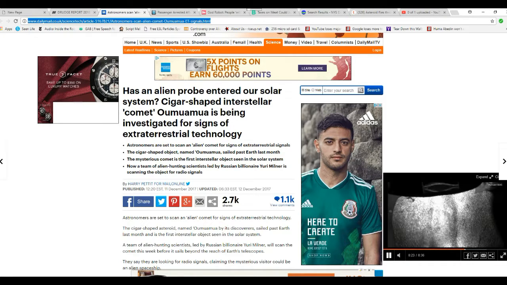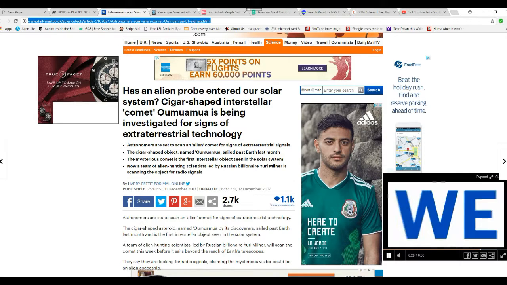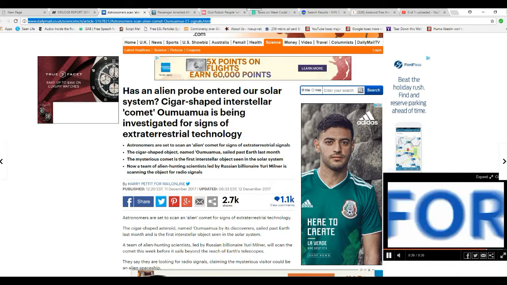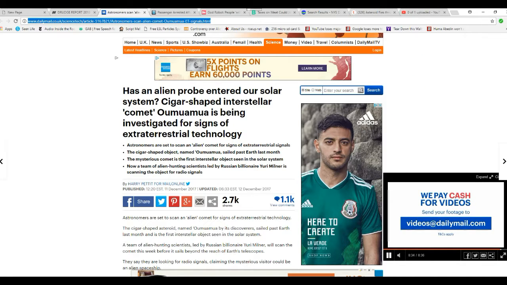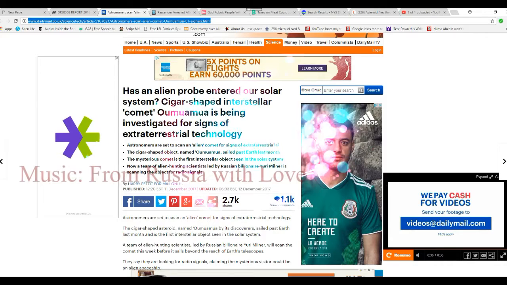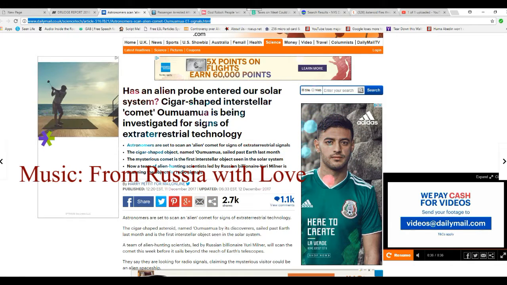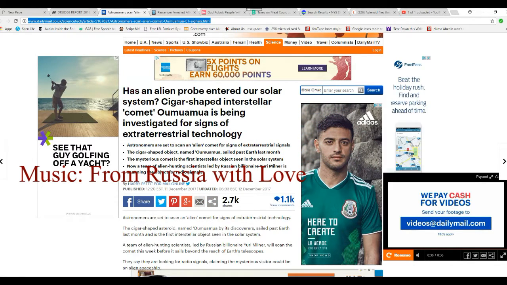Last month, a strange object came through our solar system, and you see the name for it there? I am not going to try to pronounce that. I'm just going to call it the O. The O was being investigated by the Russians for signs of ET technology. It's a Russian investor. Now, where is NASA on this? NASA is nowhere to be found.